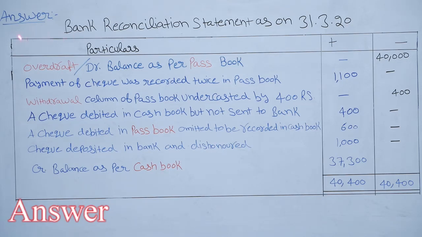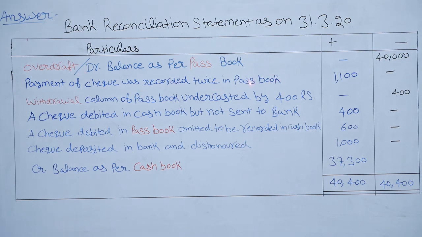Let's understand the answer. Bank reconciliation statement as on 31st March 2020. Particulars, plus, minus. Overdraft, debit balance as per passbook 40,000. Overdraft is a negative balance, so it will always come on the minus side. This time the question starts from passbook, so now all items will be reversed. Payment of check was recorded twice in the passbook.